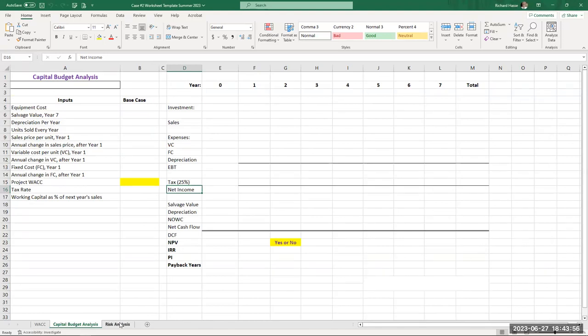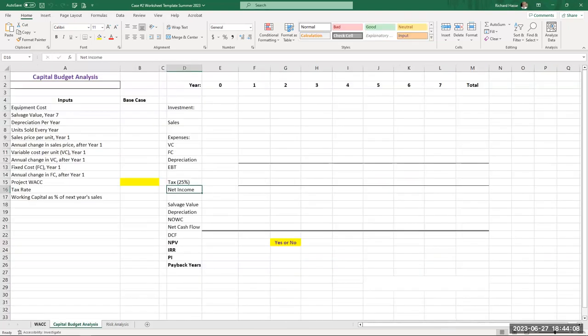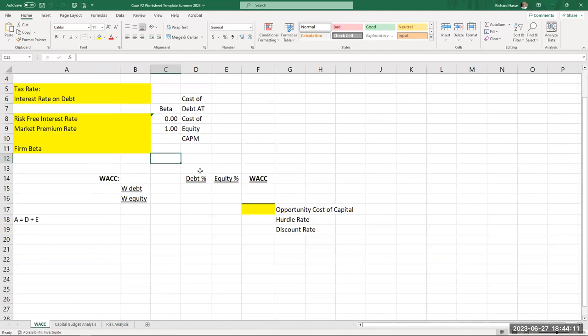Once that's completed, then we do a risk analysis of scenario and sensitivity, and we'll learn all these in the next 8 days. So this is your template. All your work will be done on this with calculations in the cells, doing the arithmetic and the calculations. This is your template for the case number two.